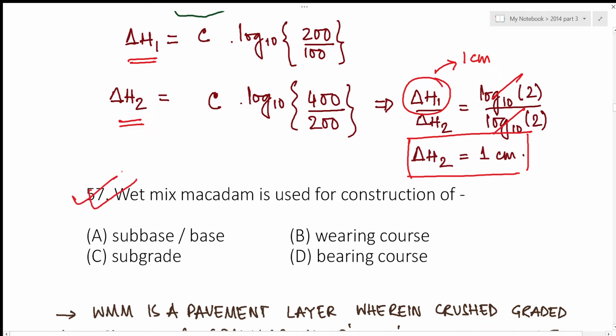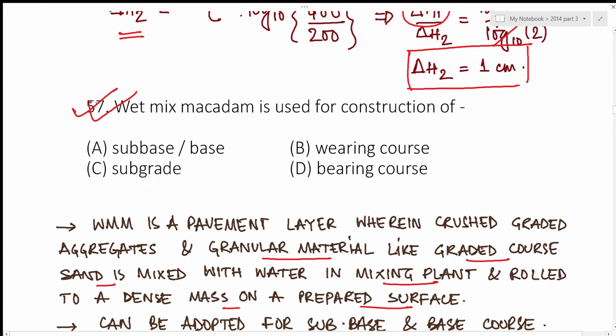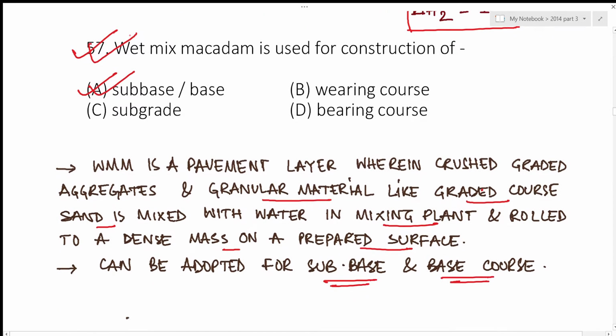Now wet mix macadam is a pavement layer wherein the crushed graded aggregates and granular material like graded coarse sand is mixed with water in a mixing plant and rolled to a dense mass on a prepared surface. It can be adopted for sub-base and base course. So the answer for this particular question should be A, sub-base and base course. It is actually an improvement of the WBM, water-bound macadam.